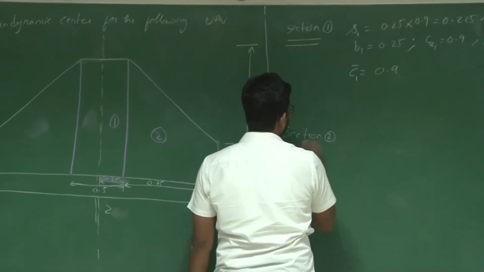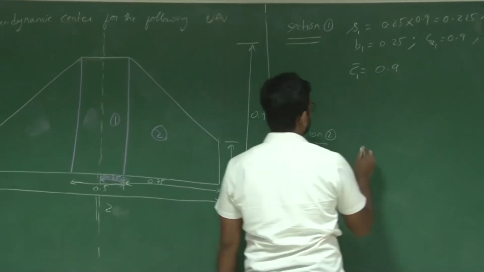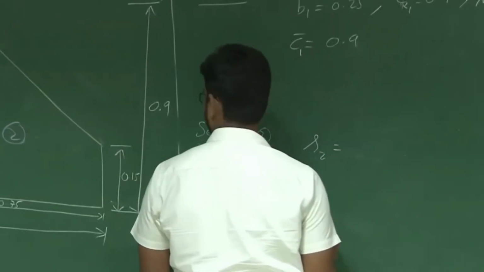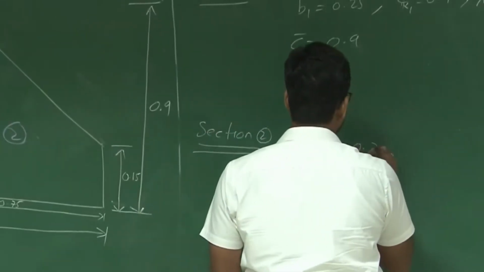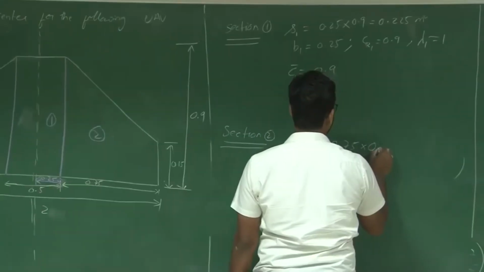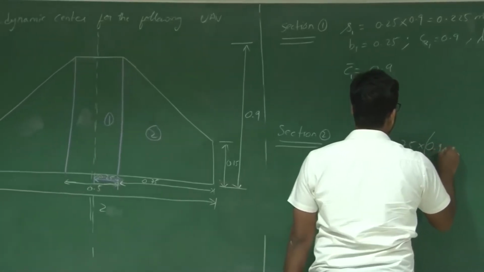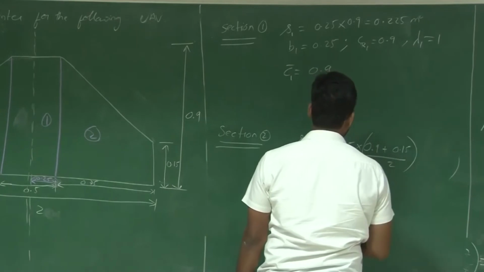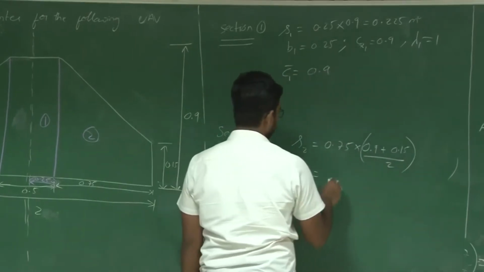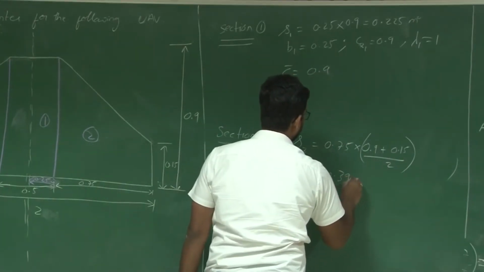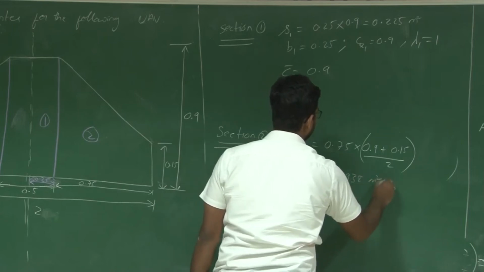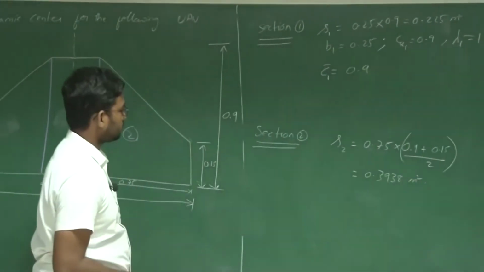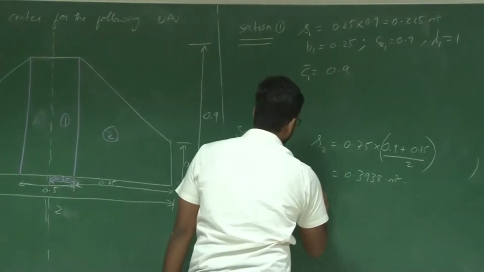Section 2. So S2 is equal to 0.75 into 0.9 plus 0.15 divided by 2. This equals 0.3938 meters square, right?